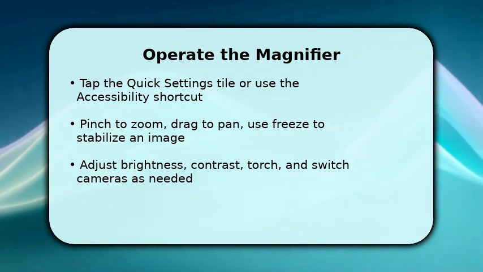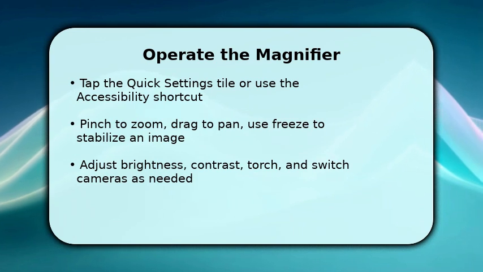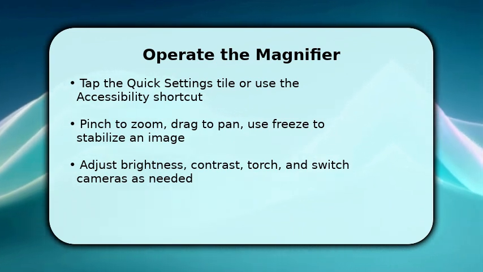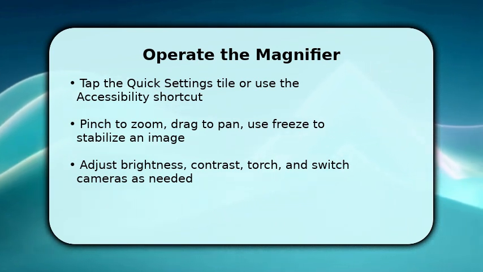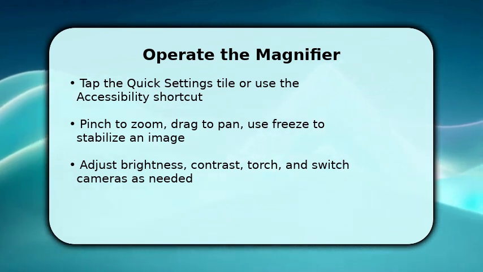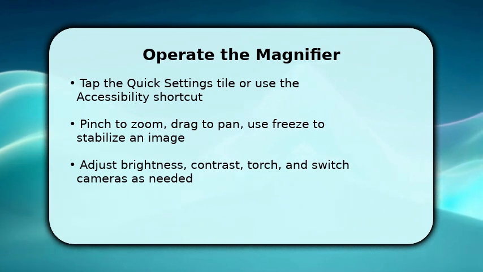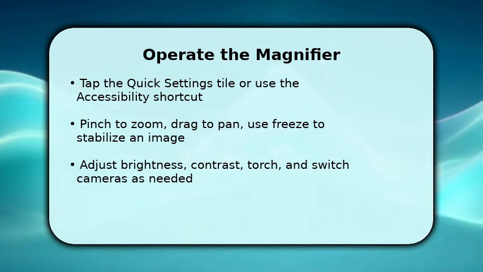Use the freeze frame button to lock a sharp image for reading small text, then pinch or zoom that frozen view. Adjust brightness and contrast controls to improve clarity, toggle the torch in low light, and switch between front and rear cameras when needed to get the clearest view.